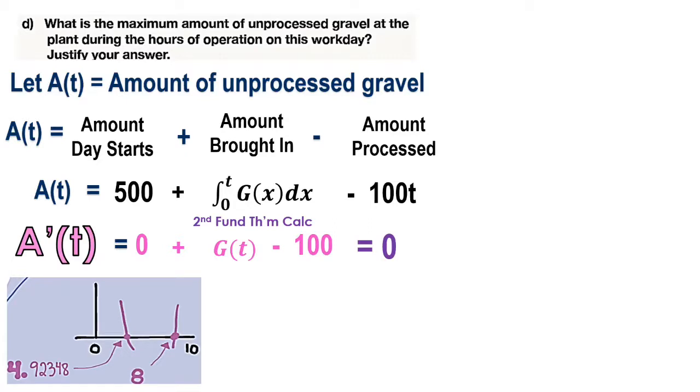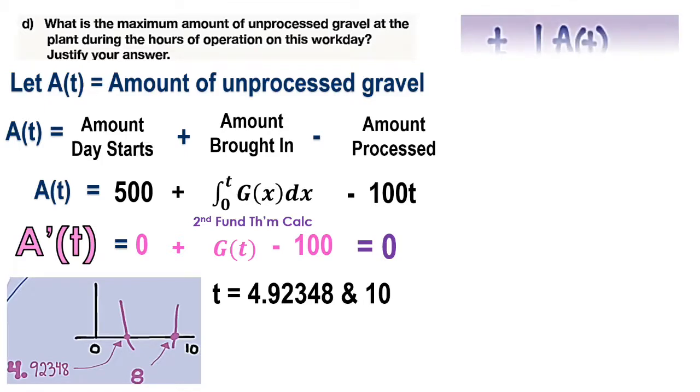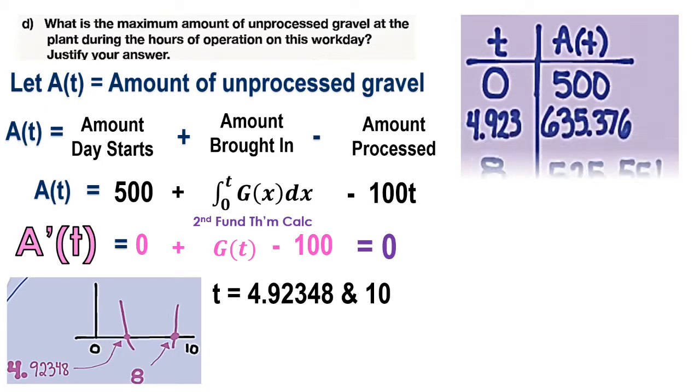Now that I have my potential mins and maxes, even though I know I'm going to throw out 10, and I also know I need to consider the endpoints, we want to maximize the unprocessed gravel. So here are a bunch of times where we might have the most unprocessed gravel. To decide which time gives us the most unprocessed gravel, we just need to substitute these times into our position function, which represents the amount of gravel. We can use our calculator to help us do that.